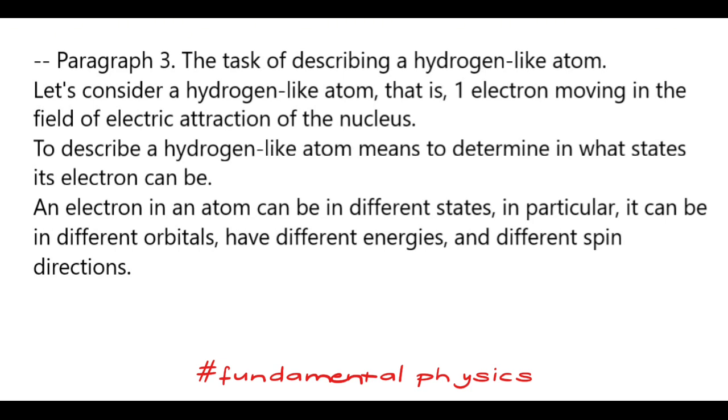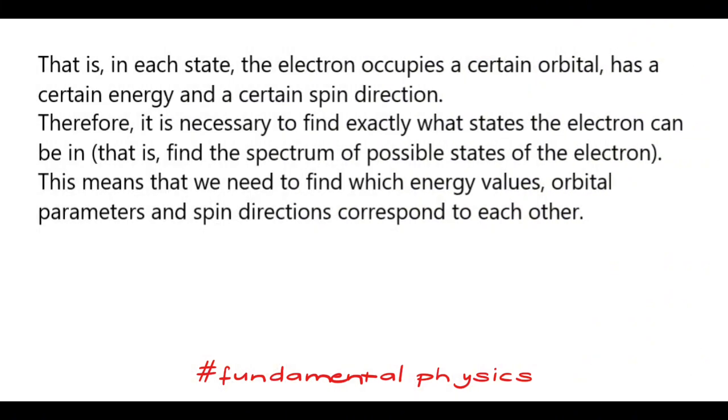Paragraph 3. The task of describing a hydrogen-like atom. Let's consider a hydrogen-like atom, that is, one electron moving in the field of electric attraction of the nucleus. To describe a hydrogen-like atom means to determine in what states its electron can be. An electron in an atom can be in different states. In particular, it can be in different orbitals, have different energies, and different spin directions. That is, in each state, the electron occupies a certain orbital, has a certain energy and a certain spin direction.